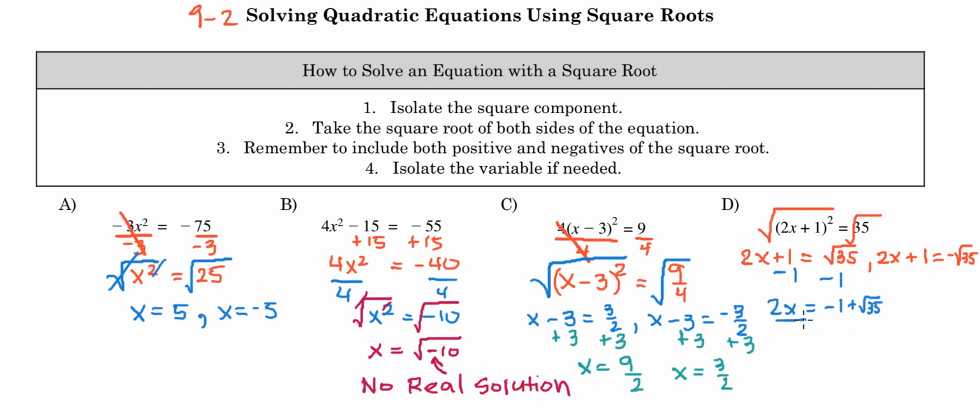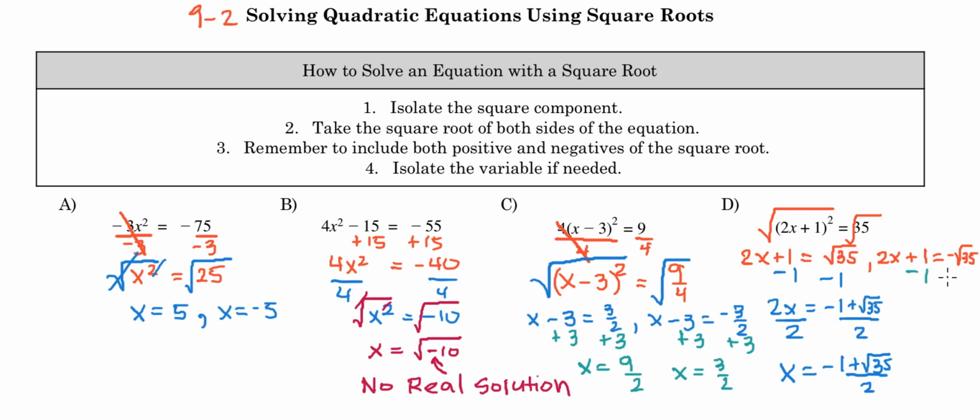Next, we're going to get rid of the 2 by dividing both sides by 2. And since I can't divide by 2, I'm just going to write down my answer. My answer is x equals negative 1 plus the square root of 35 over 2. Now remember, that's only one of my answers. I still got to solve the second equation, which is over here.